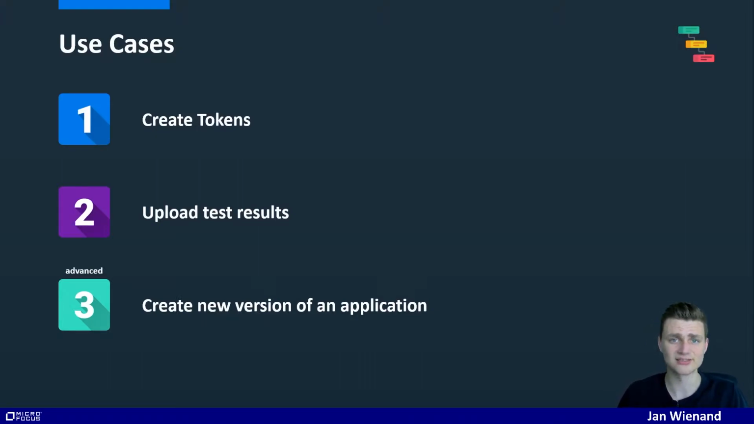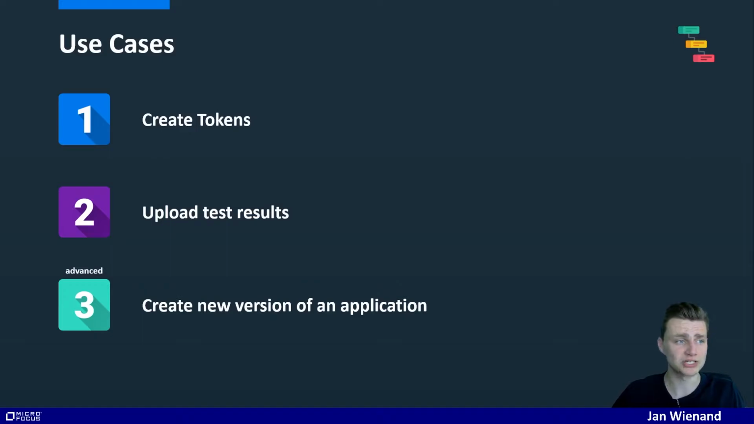The second use case is actually the upload of results. This is very helpful because with this you're able to integrate that very easily into your CI/CD pipelines or whatever program you want to use. And the last and more advanced use case is creating a new version for an application and copying the current state with that. With that, you can create a new version and it will automatically copy every piece of data that is in the current version that you want to copy. I will go into more detail a little bit later.